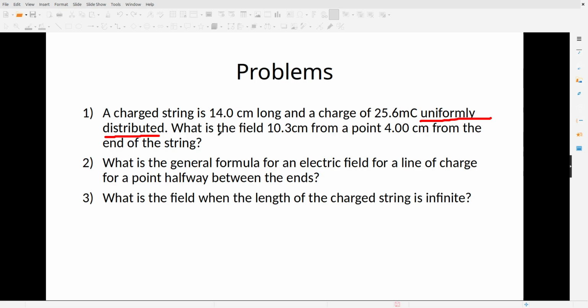So, what's the general formula for an electric field for a line of charge for a point halfway between the ends? If it's halfway between, there's going to be no field whatsoever in the horizontal x direction. It is all going to be in the vertical direction.